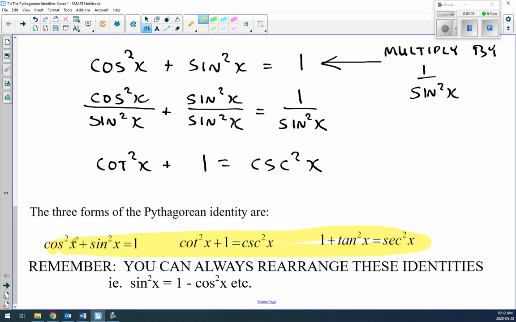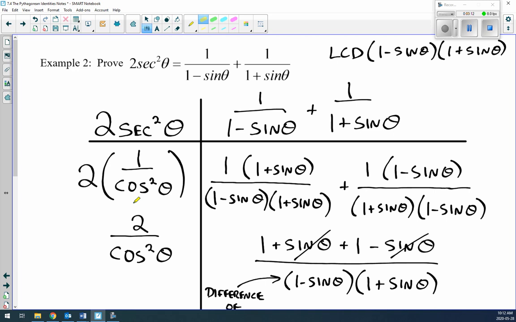To get sine by itself, you move the cos squared x to the other side, and it becomes negative. That's useful to know because it's what we're going to do when we're doing some proofs, which is example number 2. Prove that 2 secant squared x, careful, it's theta this time, not x, is equal to this and this.